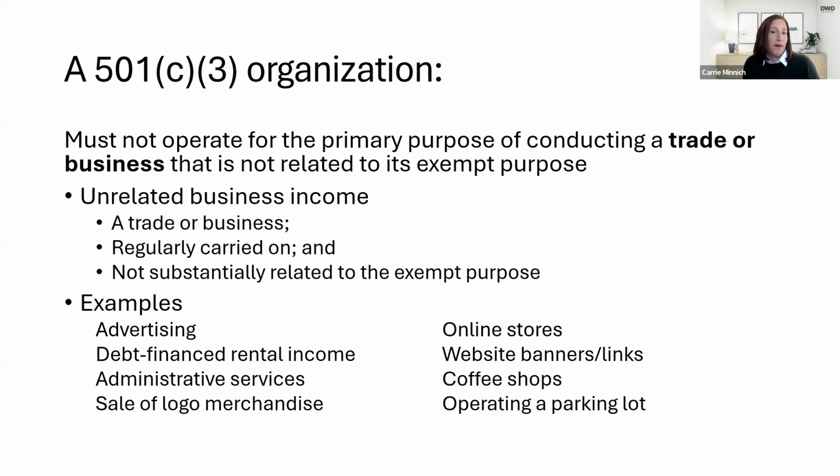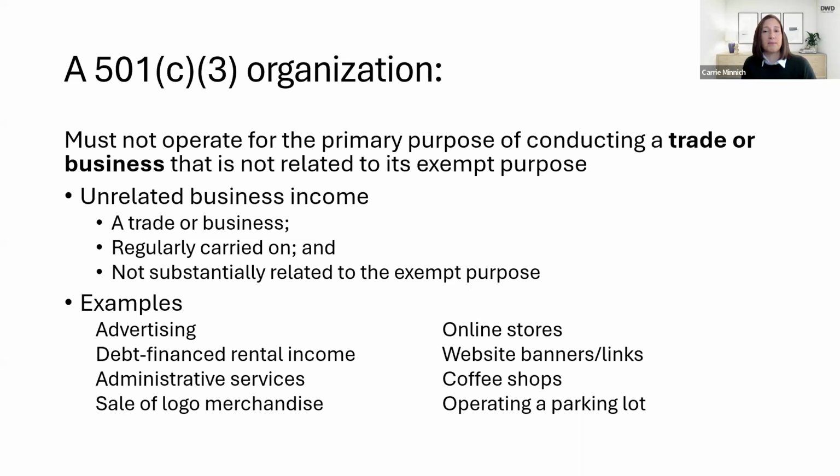As an exempt 501c3 organization, you must not operate for the primary purpose of conducting a trade or business that is not related to its exempt purpose. This is unrelated business income. So I'm going to take a minute here to talk about unrelated business income.